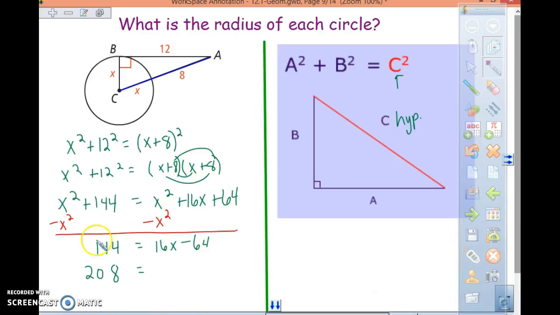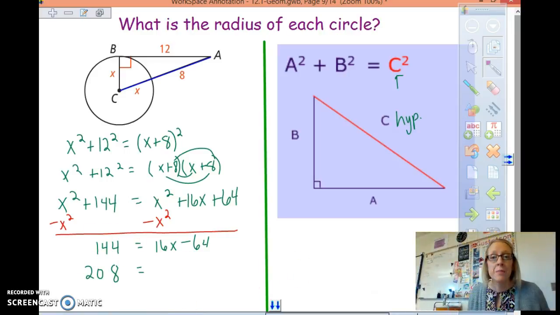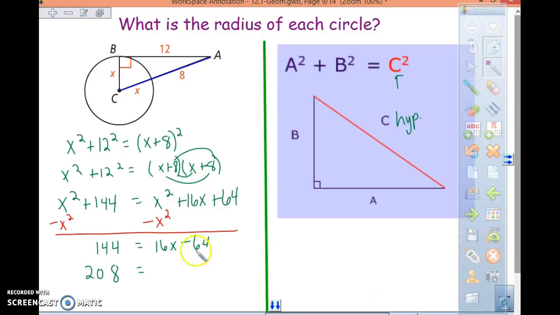I hope you're catching my mistakes because I'm doing that wrong on purpose. So what we're going to do is we're going to add 64, but my mistake is this was a positive 64, so that should be subtract. So that should have been 80.